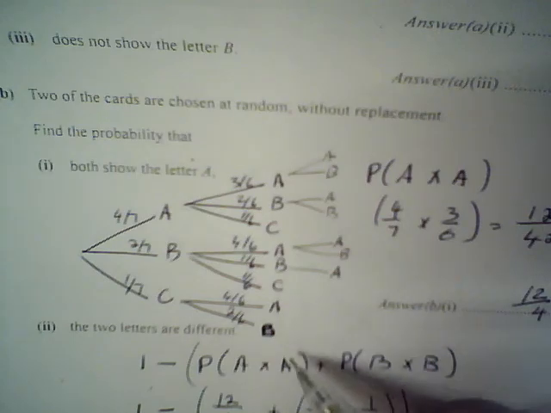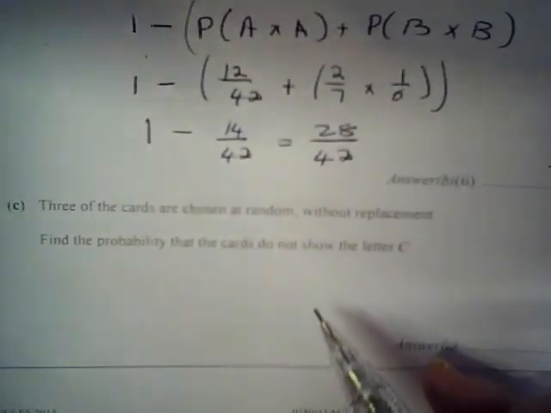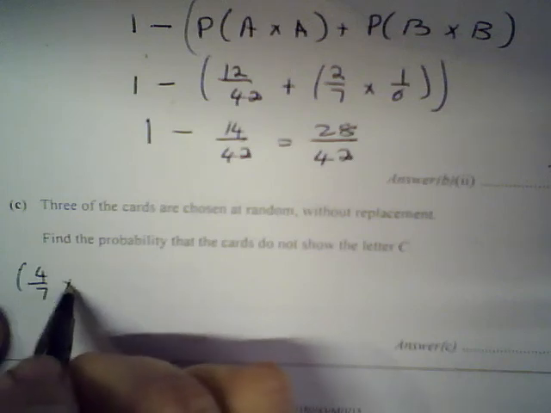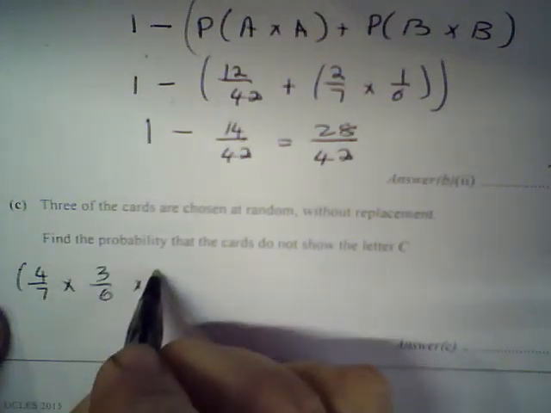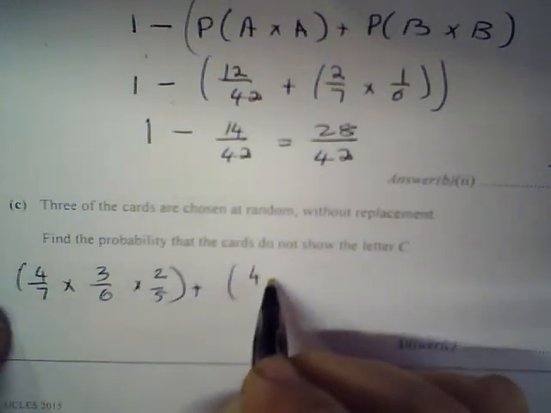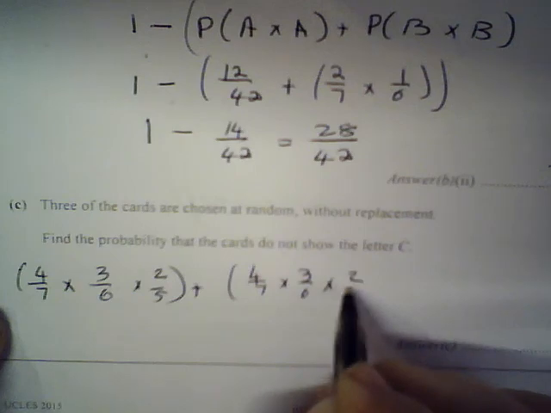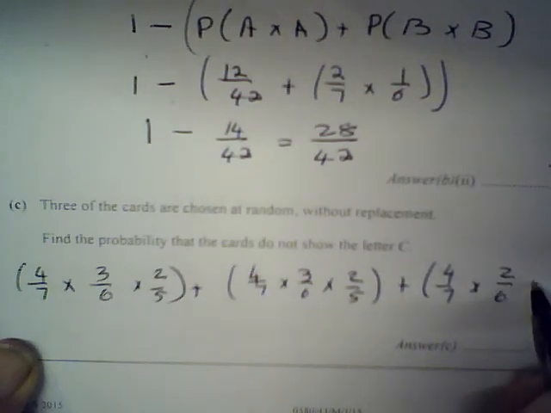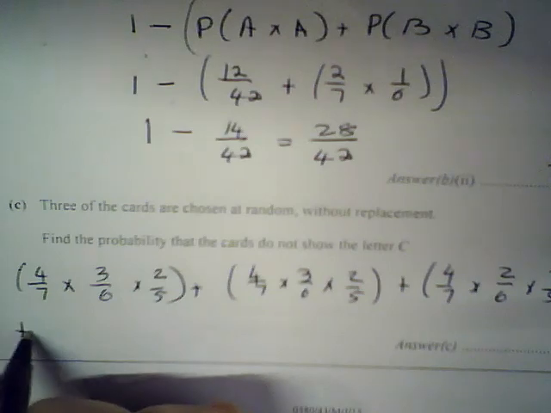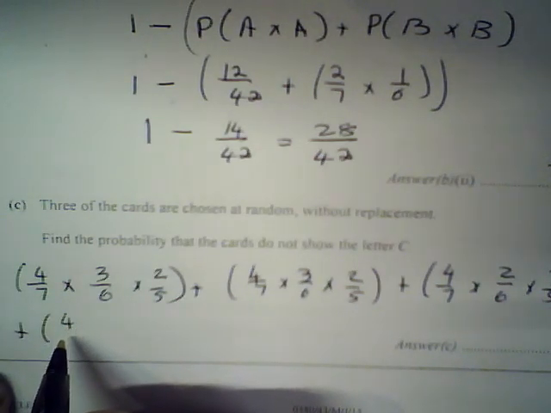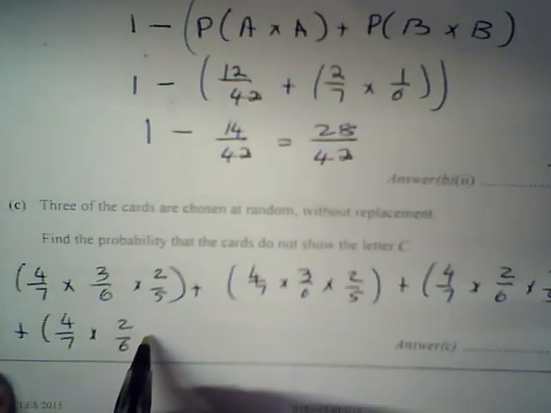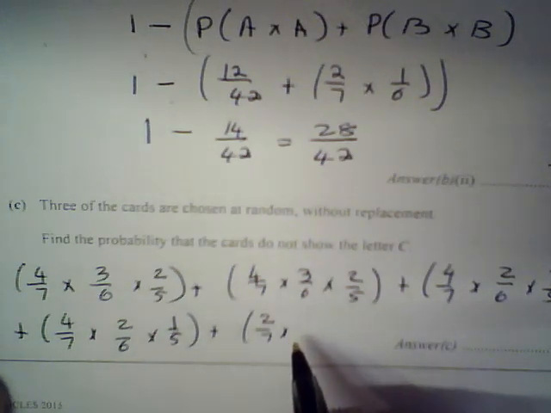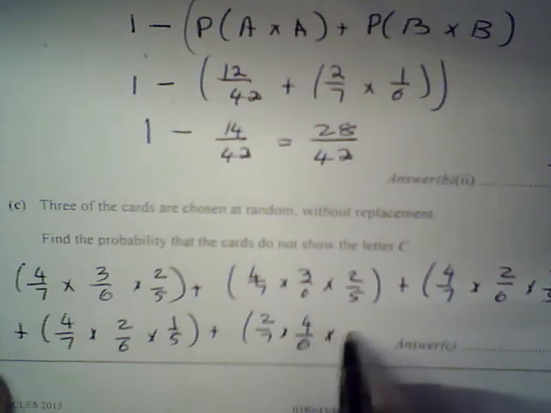Okay, so let's write down the probabilities that we want. That would be 4 out of 7 times 3 out of 6 times 2 out of 5, plus 4 out of 7 times 3 out of 6 times 2 out of 5, plus 4 out of 7 times 2 out of 6 times 3 out of 5, plus 4 out of 7 times 2 out of 6 times 1 over 5, plus 2 out of 7 times 4 out of 6 times 3 out of 5.